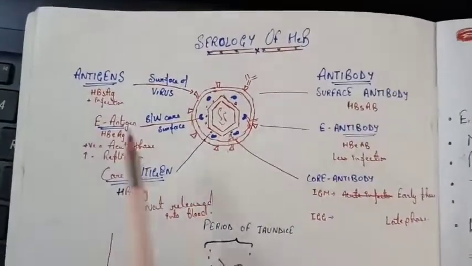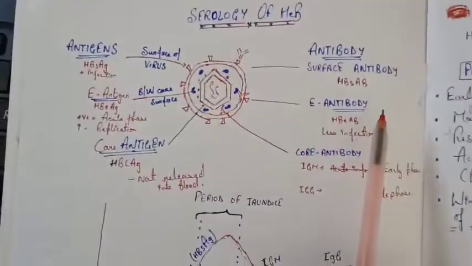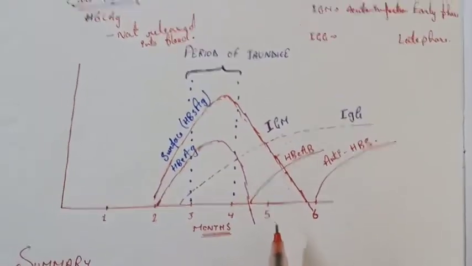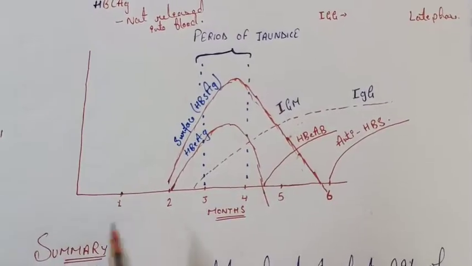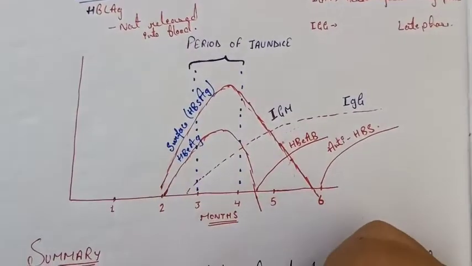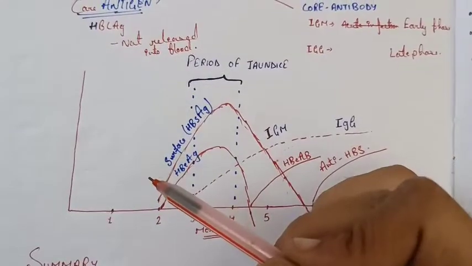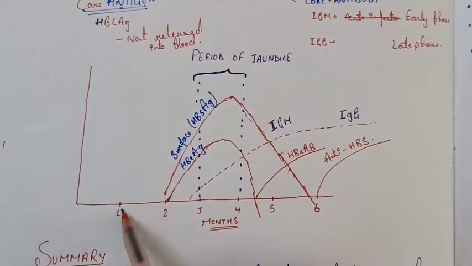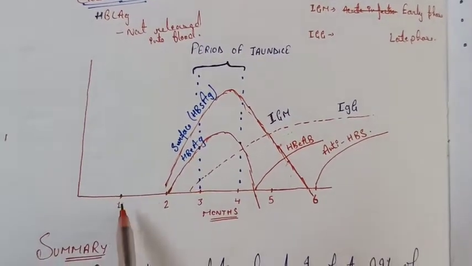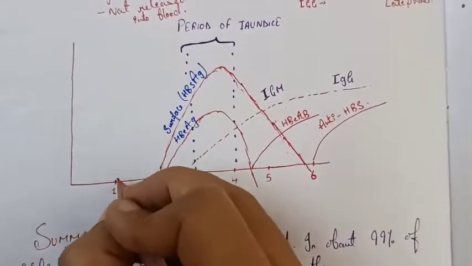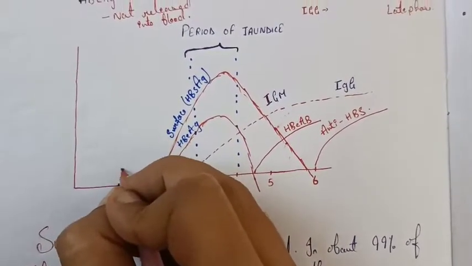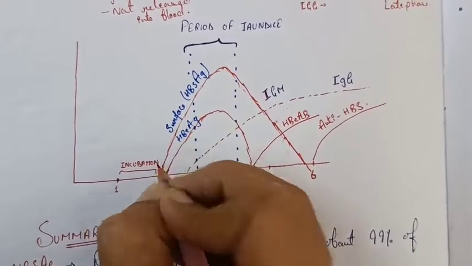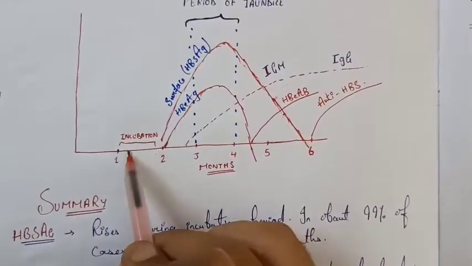So everything which I told you about antigens and antibodies, let's summarize it and try to understand this in the form of a graphical phase. See, first the person gets infected with the hepatitis B virus, and after getting infected, let's say 1 to 2 months, this is the period of incubation. Let this be the incubation period. 1 to 2 month time is the time of incubation.